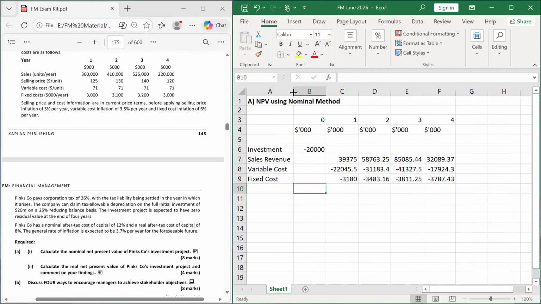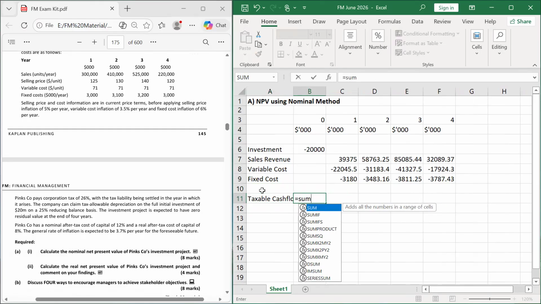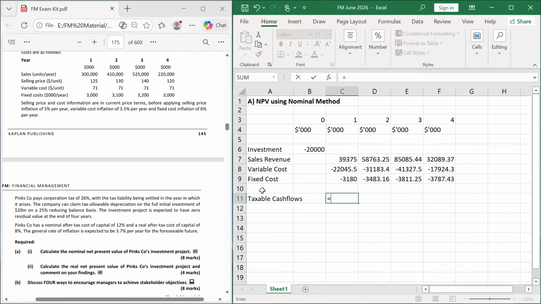Let me drag it here. Okay, so this is going to give you the taxable cash flows. Taxable cash flows equal to the sum from here to here. Control C, Control V. Just copy paste the formula. So what I basically did is copy paste the formula here, then Control C, and copy pasting the same formula with Control V in all the cells, so it will give me the answer.